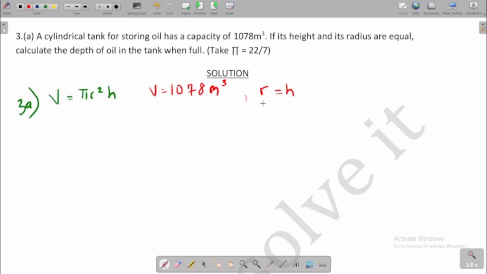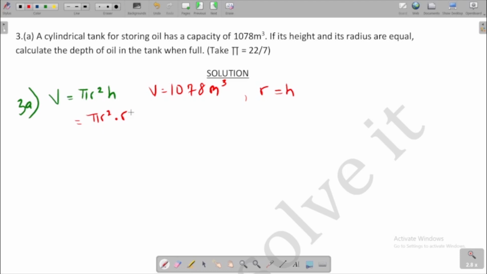So then instead of having r square here, we can change it to r square times r. Since our r and h here have the same value, we can decide to say h square times h. So any of them we use.